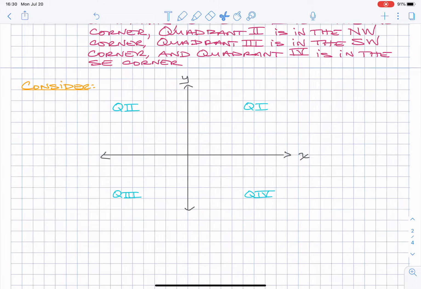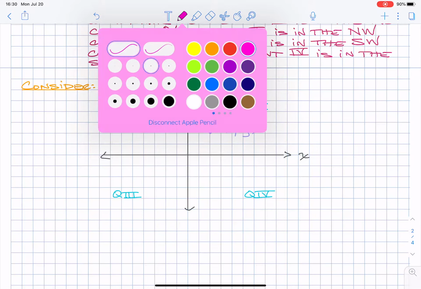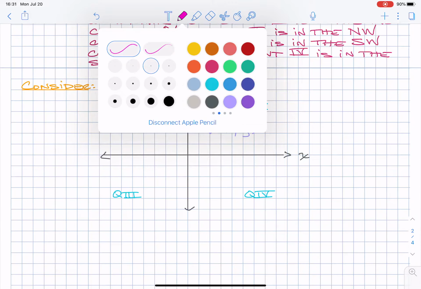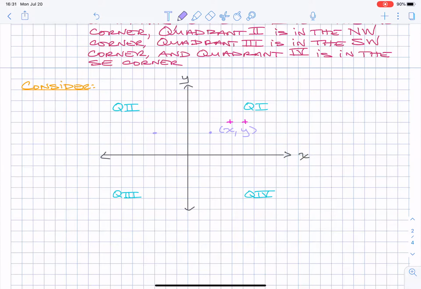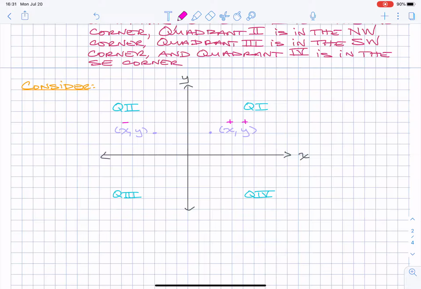Okay, so let's consider a point in each quadrant. If I have some coordinate x, y in quadrant 1, then the signs are both positive: I'm on the right-hand side for x and above the horizontal for y. Whereas if I had a point in the second quadrant, I'm on the left-hand side for x, which means I'm negative for x, but I'm still above the horizontal for y, so that's positive.